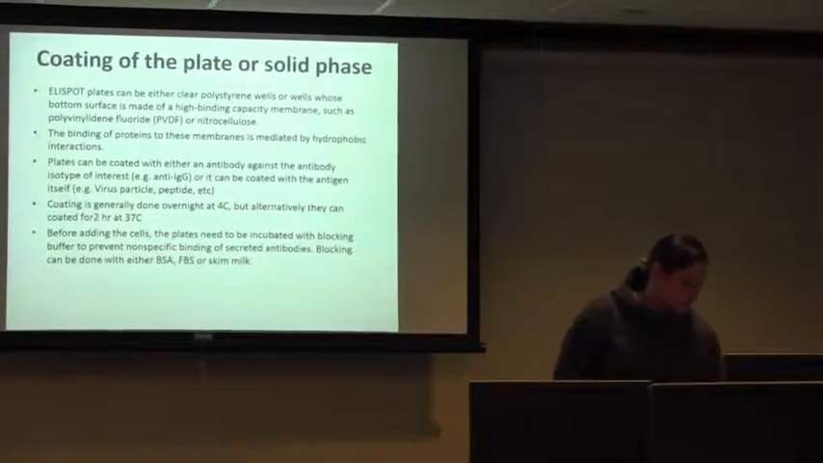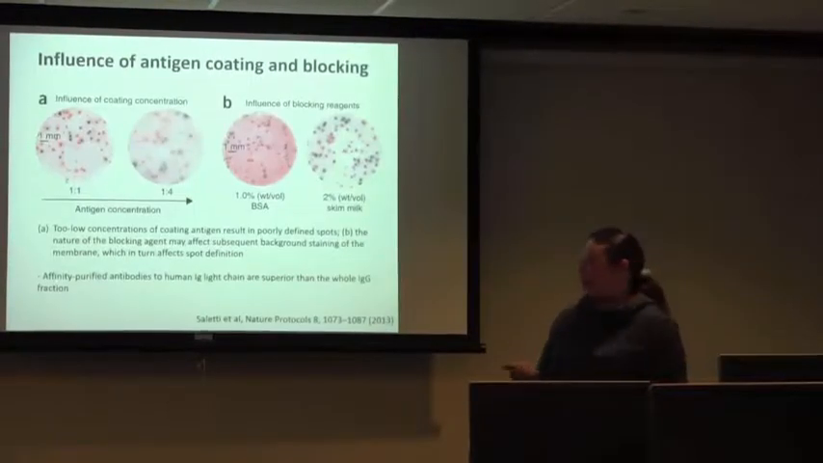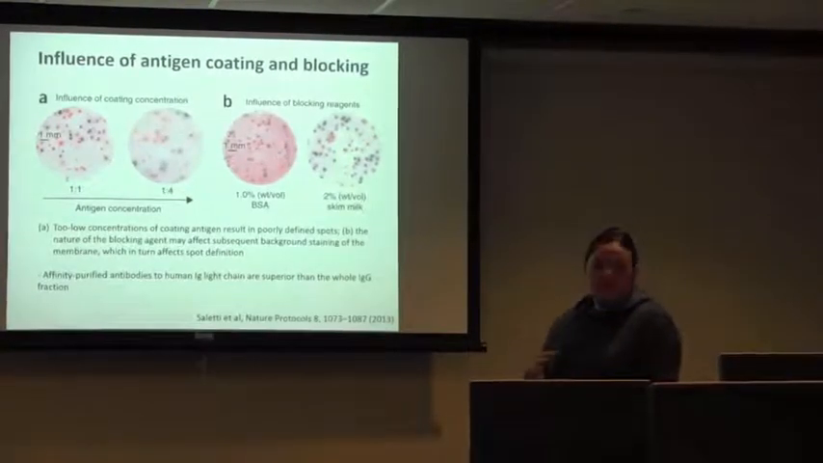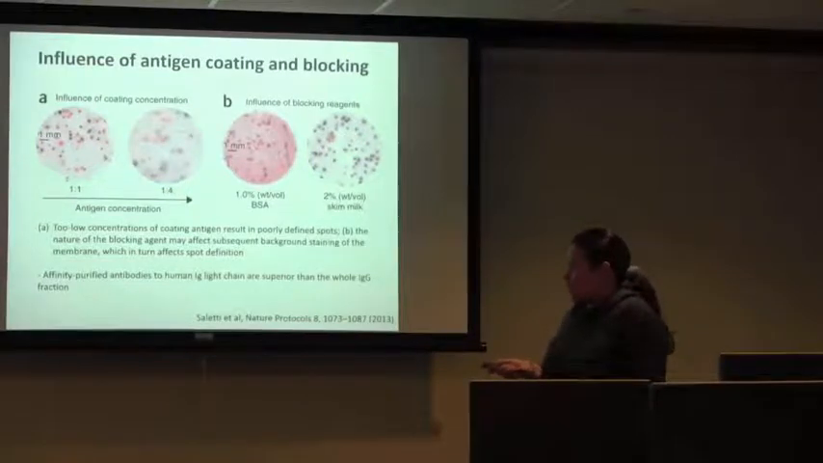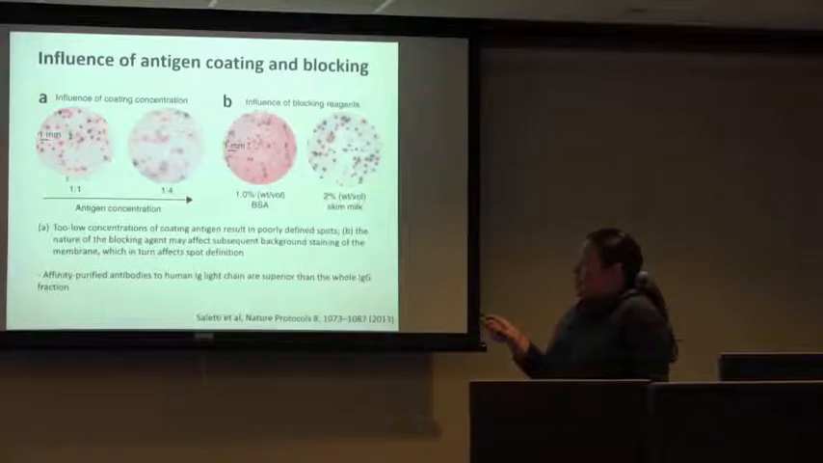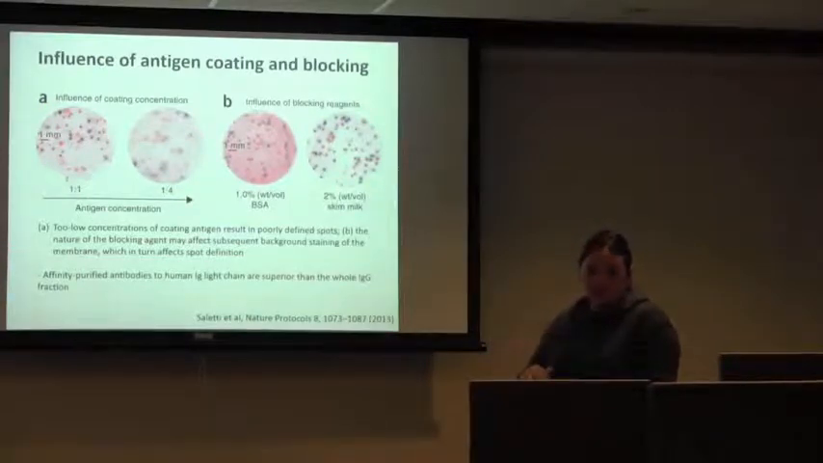And these individuals here tested different ways of doing this ELISPOT, and one of the things that is important to know is that the coating concentration of the antibody that you use to coat the plate is very important. So you probably have to do a series of dilutions to determine what dilution is better for your coating antibody.